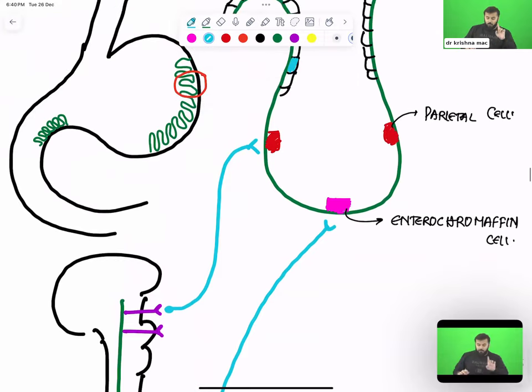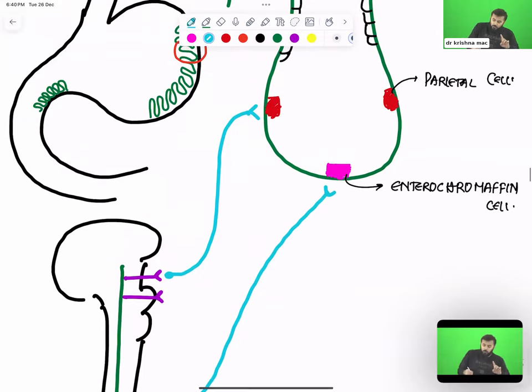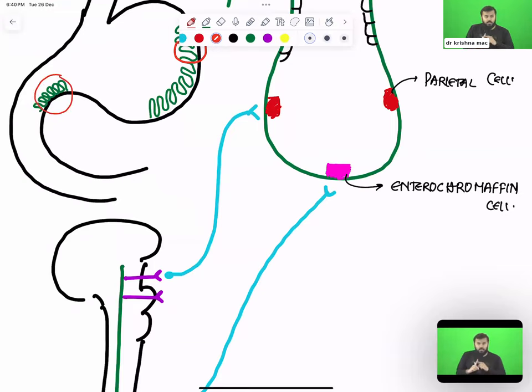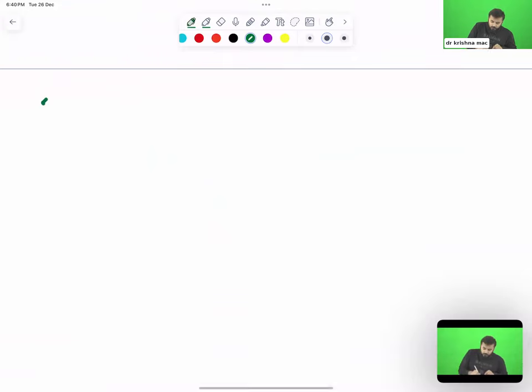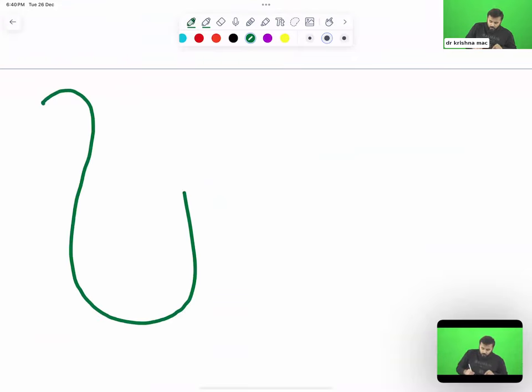Now, look here. But before that, I will also draw one more ruga. Here they go. This is the ruga of the duodenum. Duodenal ruga. Down here, I am just drawing the ruga of your duodenum. Yes, duodenal ruga. Remember this.